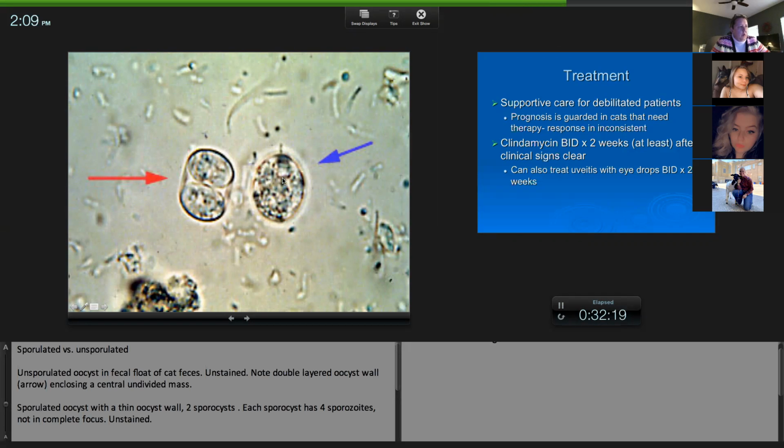With the blue arrow, you can see the unsporulated. This is not stained. It has kind of a double wall. And then sporulated has a thinner wall. And you can see that it has two sporocysts. Now, when this is ingested, this wall will disintegrate. These two will go into the intestinal wall, start to spread, but they will also continue to shed, and some will remain in the intestine and shed in the feces. So you can see the difference on here.